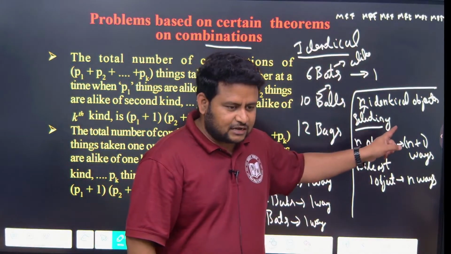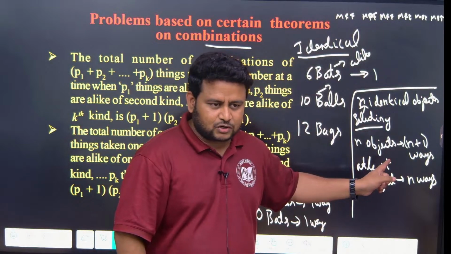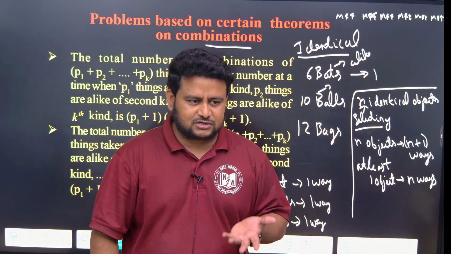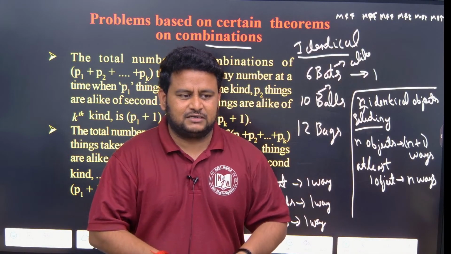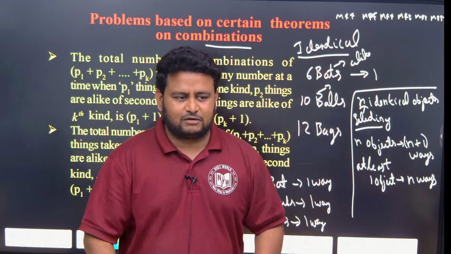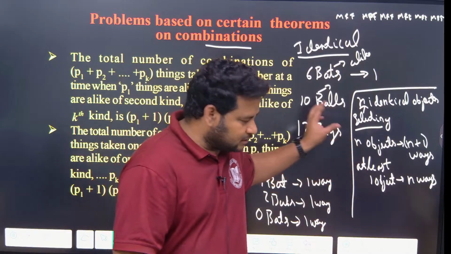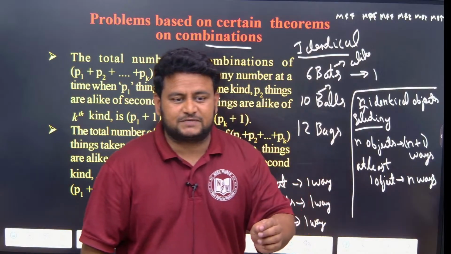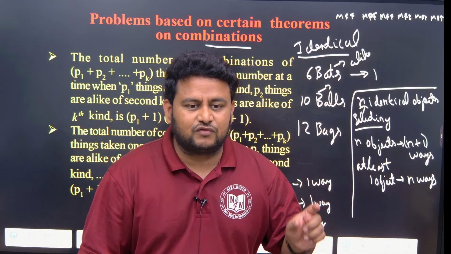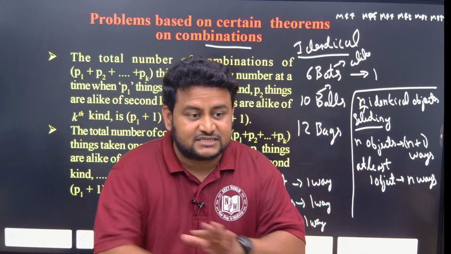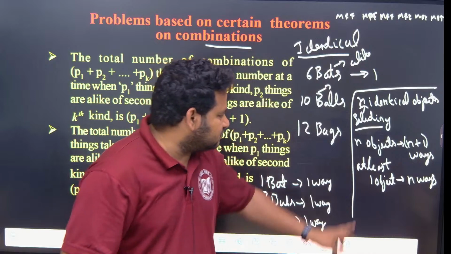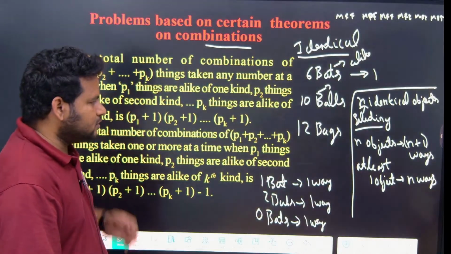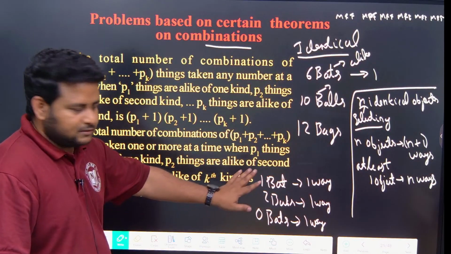So selecting n identical objects is n plus 1 ways. Why 1? Because of 0. Not selecting is also one way. Selecting 0 objects means selecting no objects, and that is also one way. So you should include that also. But if you are selecting at least one object, the case of selecting 0 objects is not there. That means you have to remove 1. So this will become n ways. Clear? Understood everyone? Make a note of it, very important.